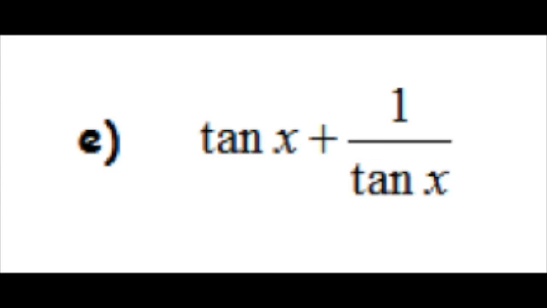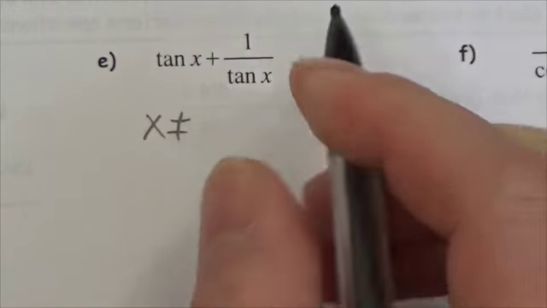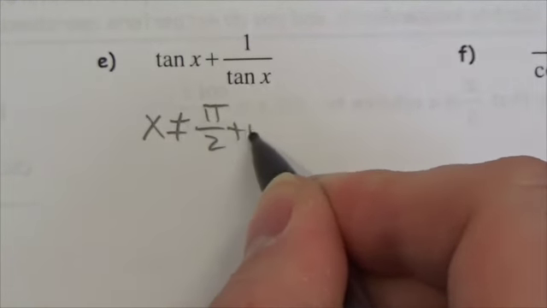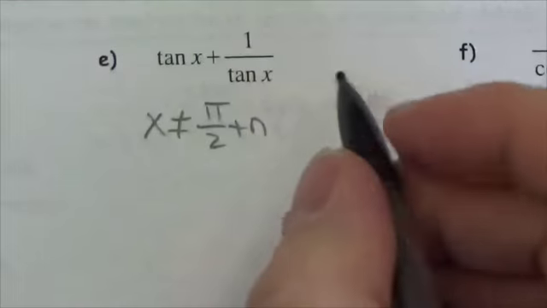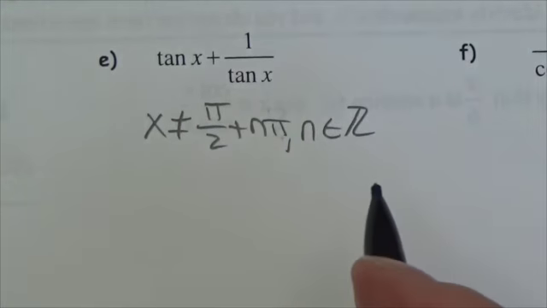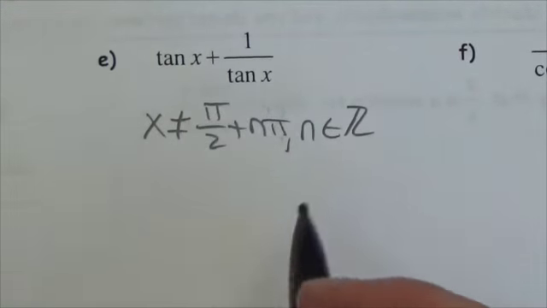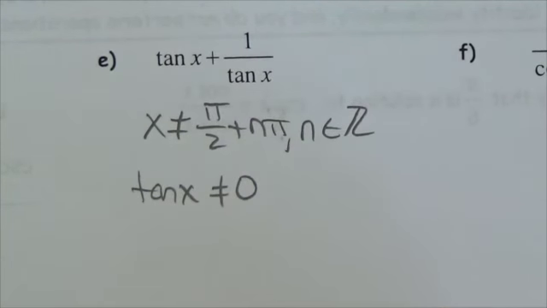The tangent of x plus 1 divided by the tangent of x. Okay, so this one here has a tangent in it, so immediately I can state that x cannot equal pi over 2 plus n pi, where n is an element of the integers. But it's also got a tangent in the denominator, which means I cannot allow tangent to equal 0 as well. Now let's think about that.